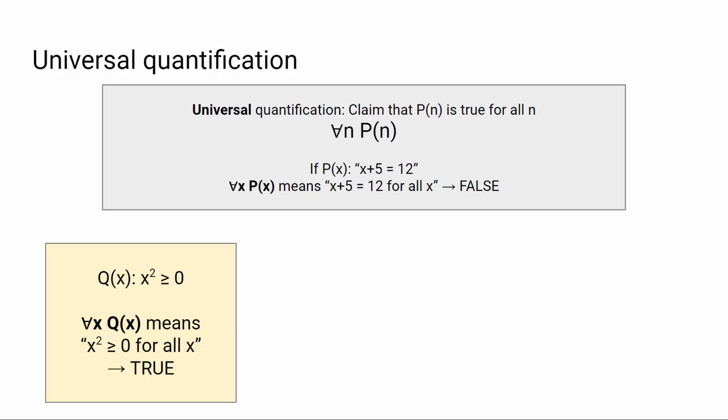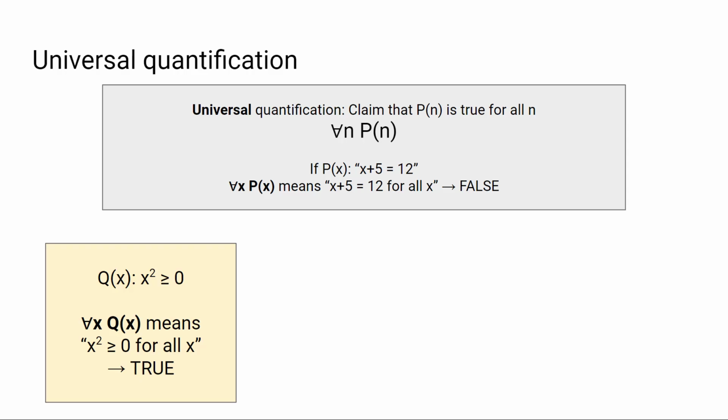For all x, Q of x is the claim that x squared is bigger than or equal to 0 for every real number x. And that's actually true this time, because we know from basic math that squaring a number always produces a result that's bigger than or equal to 0.